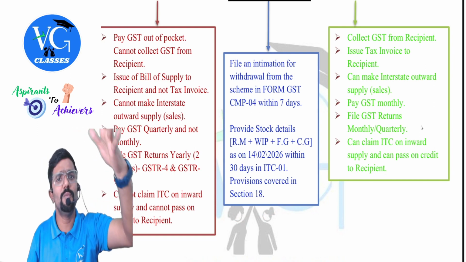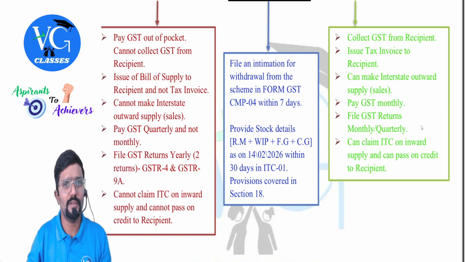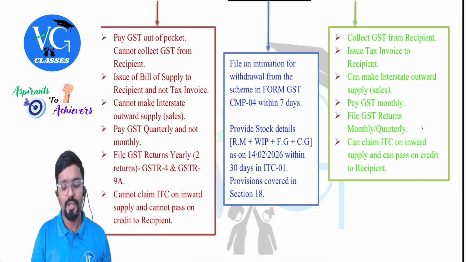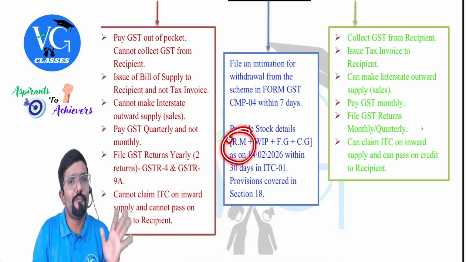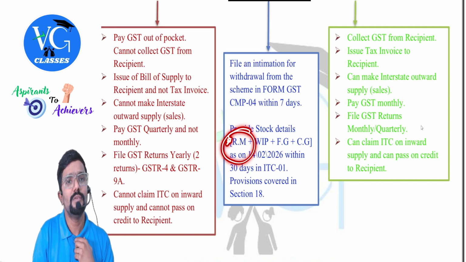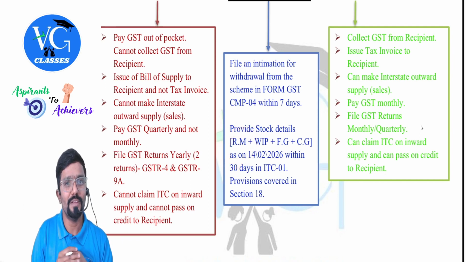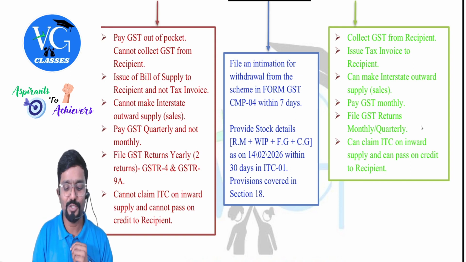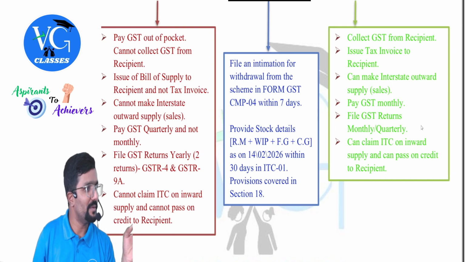Did you guys get it? Listen clearly. Assume I have purchased raw material before 15th February. When will I use it in the manufacture? After 15th February. When will I sell these finished goods? After 15th February. Should I pay tax at normal rate or composition rate? Normal rate. So they should give credit on this. Correct.